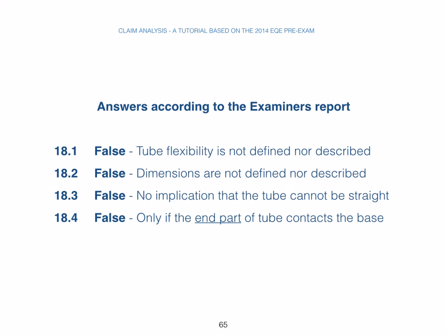So, according to the examiner's report, all of these propositions are false. All of the statements are false. 18.1 is false because tube flexibility is not defined nor described. 18.2 is false because dimensions are not defined nor described. 18.3 is false because there is no implication that the tube cannot be straight. And 18.4 is false because the effect is only achieved if the end part of the tube contacts the base, which is not specified in the claim.